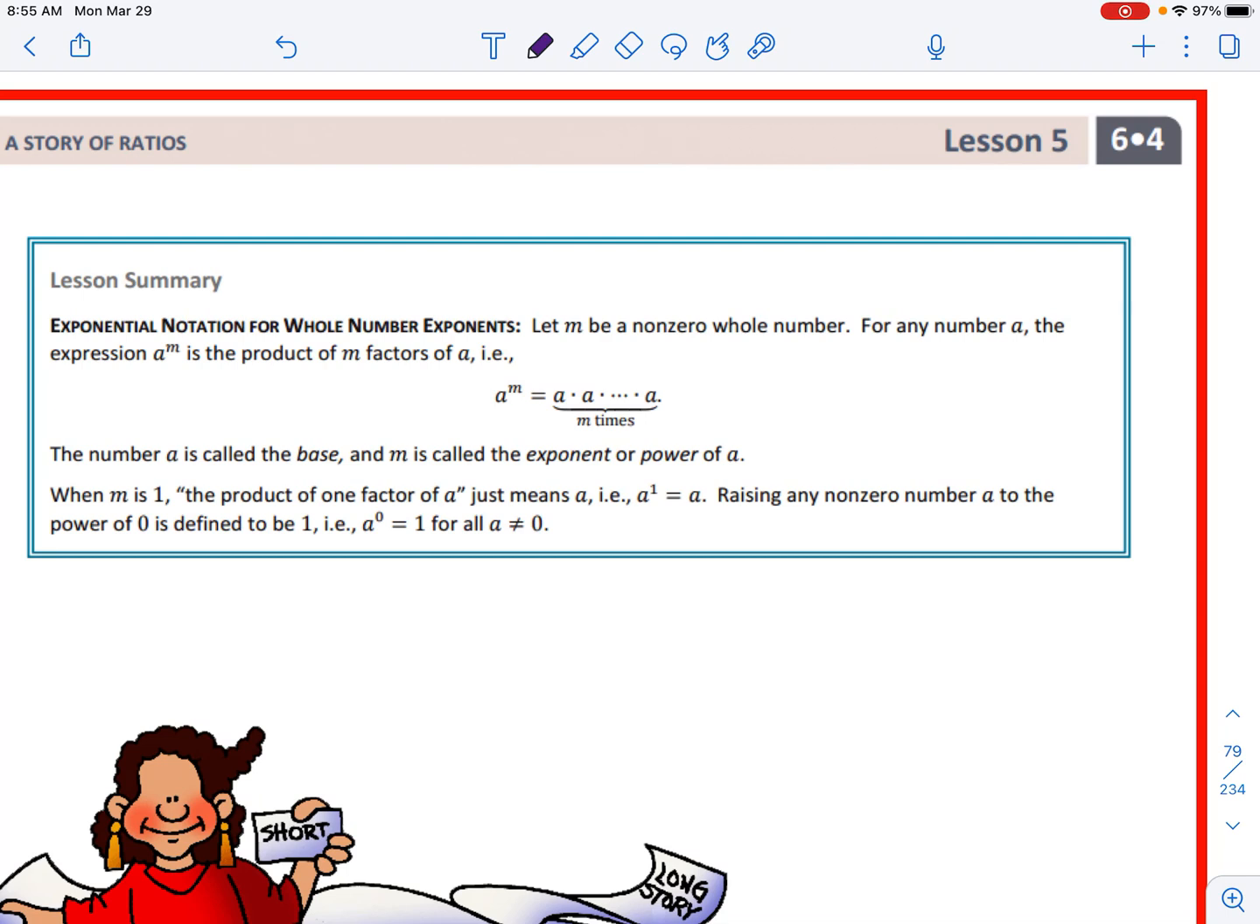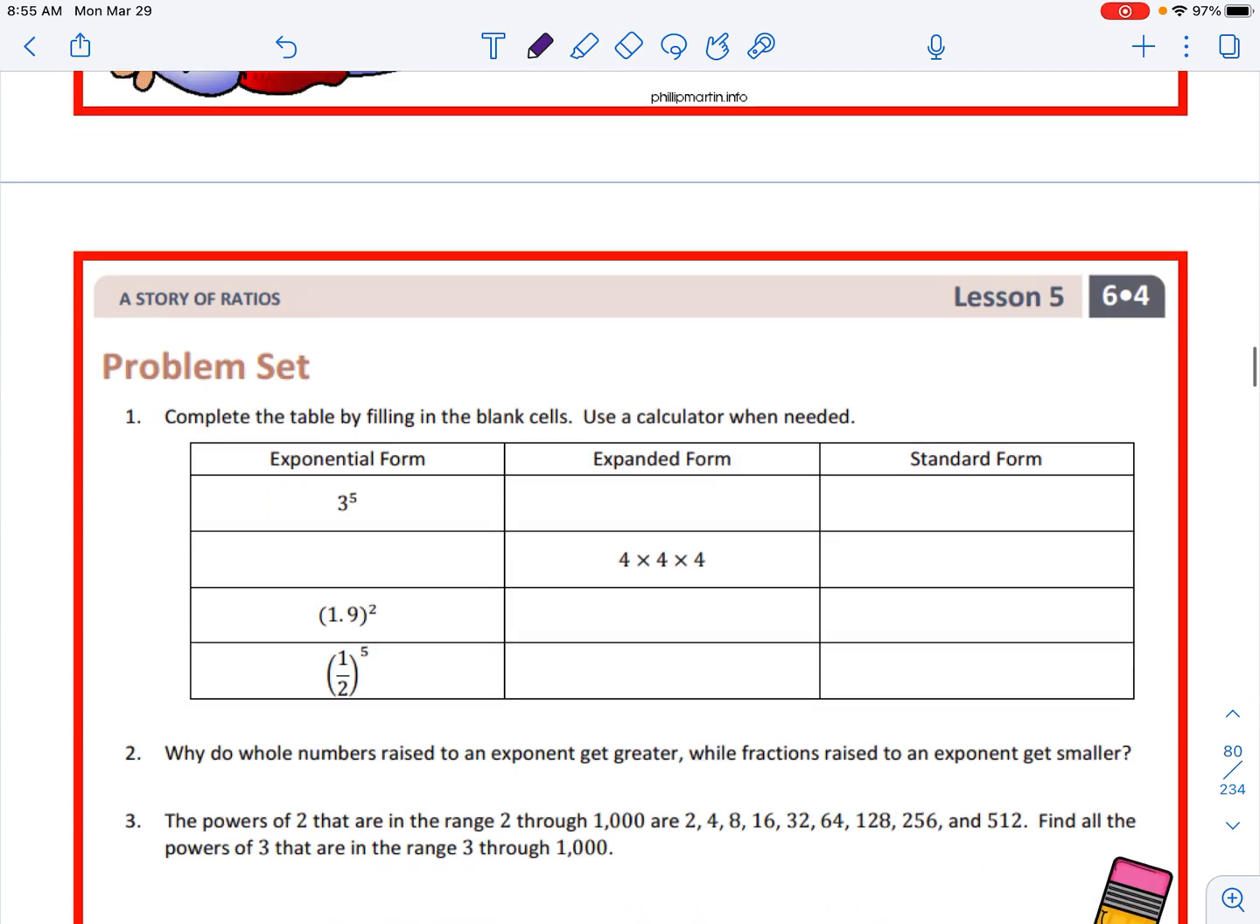Raising any non-zero number a to the power of 0 is defined to be 1. Okay, so a to the 0 power equals 1. Any number to the 0 power is going to equal 1.